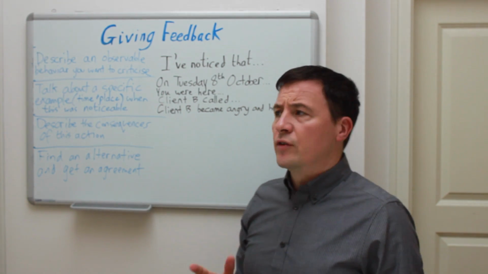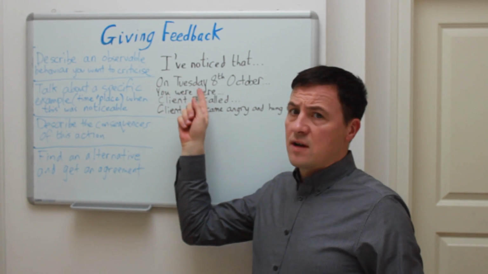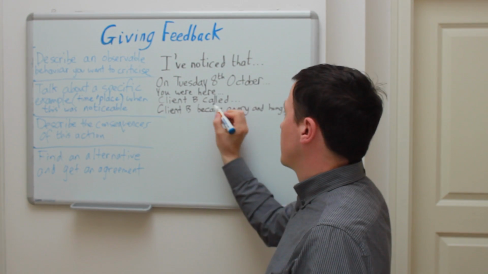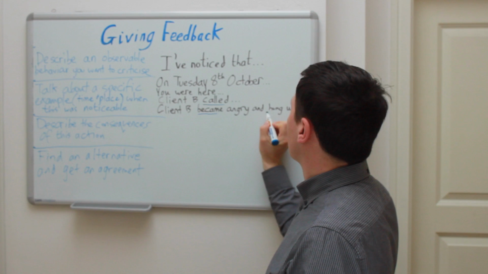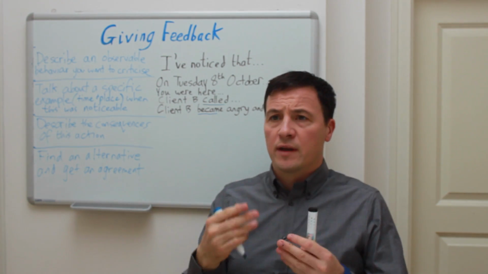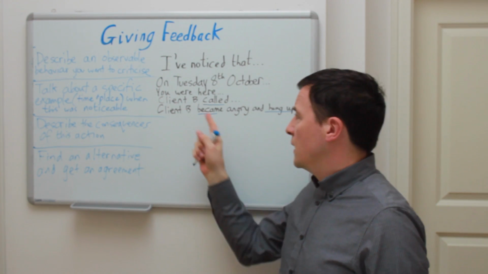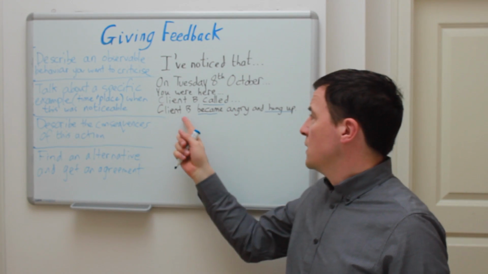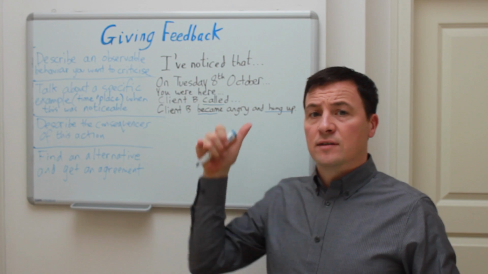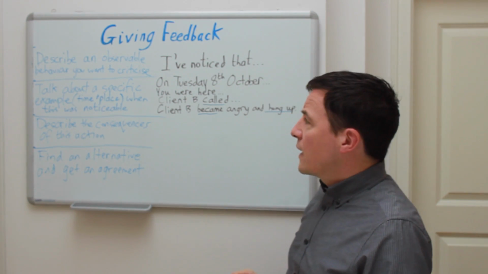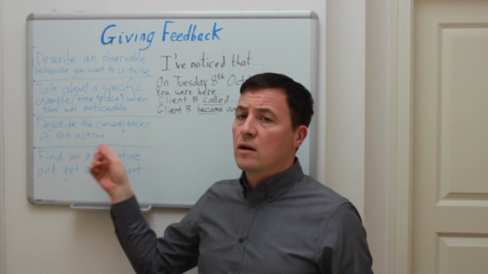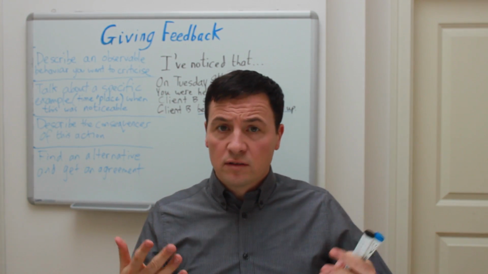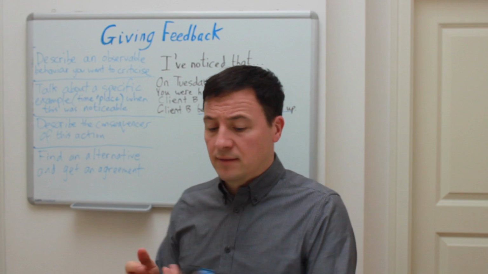Okay, so what you're doing here, again, talking about the time and the place, and just basically using past simple verbs. You're describing a sequence of events in past simple. Client B called, there was a 5-minute conversation, client B became angry and hung up. Okay, the next step in this, to describe the consequences of this action, you could say something like, as a result, or because of that.